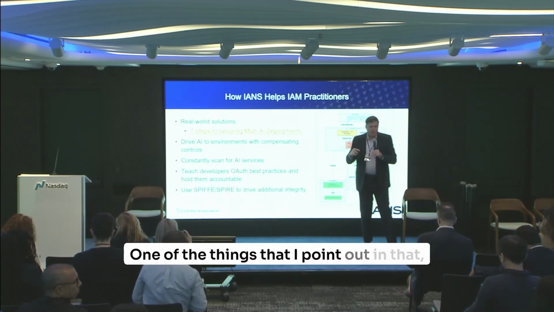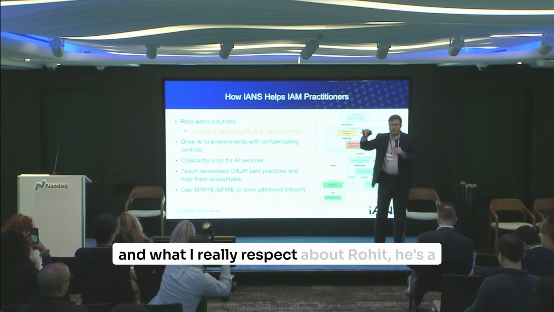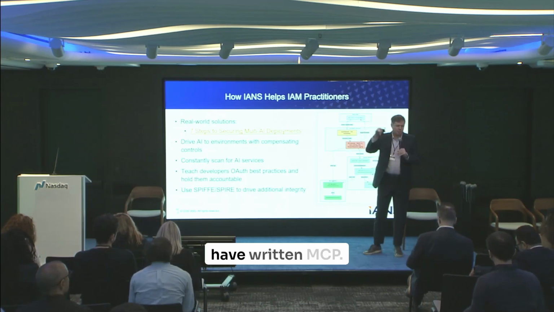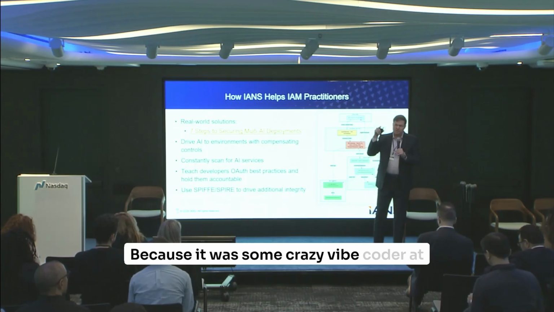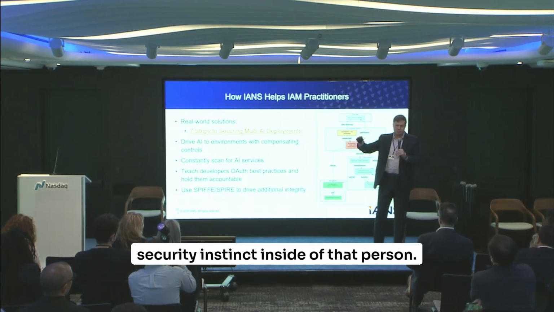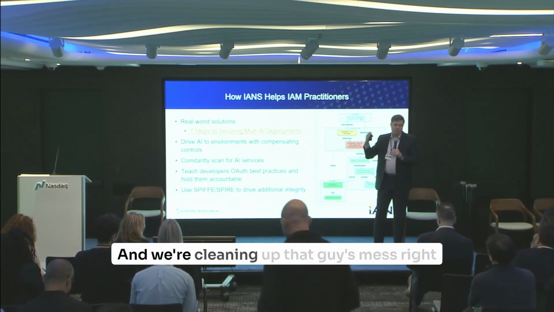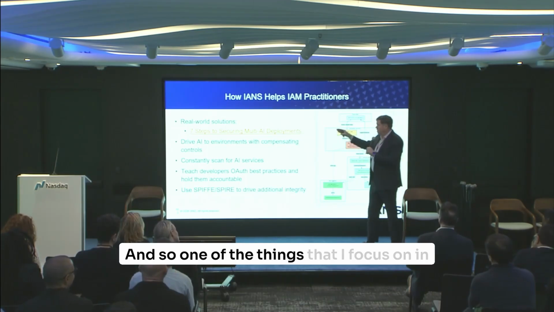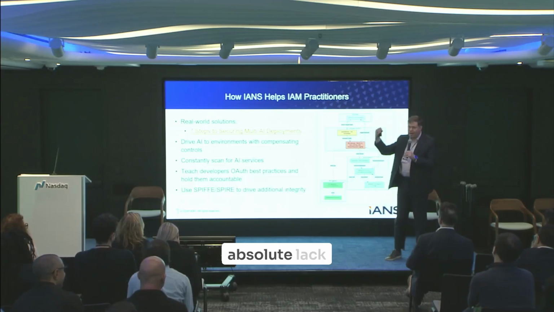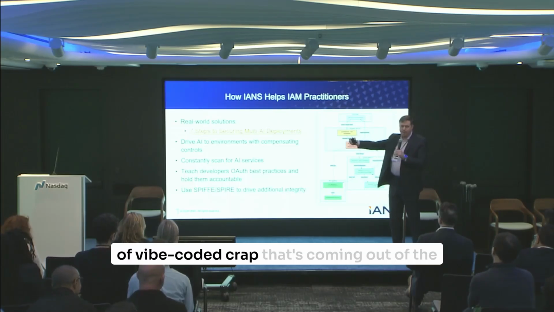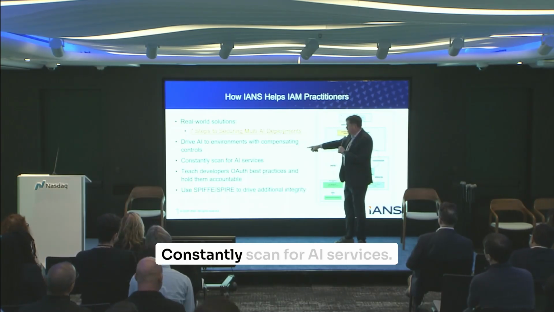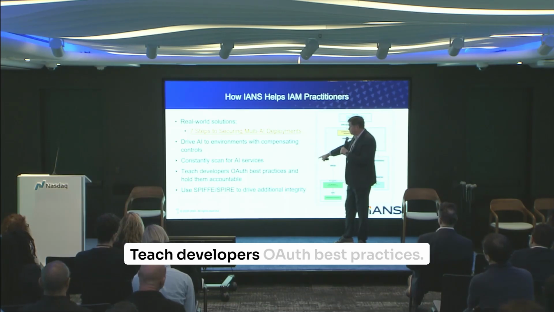One of the things that I point out in that, and what I really respect about Rohit, he's a young guy who looks like he's going to prom, but I wish it was a guy like him that would have written MCP, because it was some crazy vibe coder at Anthropic who didn't have an ounce of security instinct inside of that person. And we're cleaning up that guy's mess right now. And so one of the things that I focus on in this 7 steps is, what do you need to do to leverage compensating controls, because of the absolute lack of vibe coded crap that's coming out of the AI community right now. So drive AI environments with compensating controls, constantly scan for AI services, teach developers OAuth best practices.